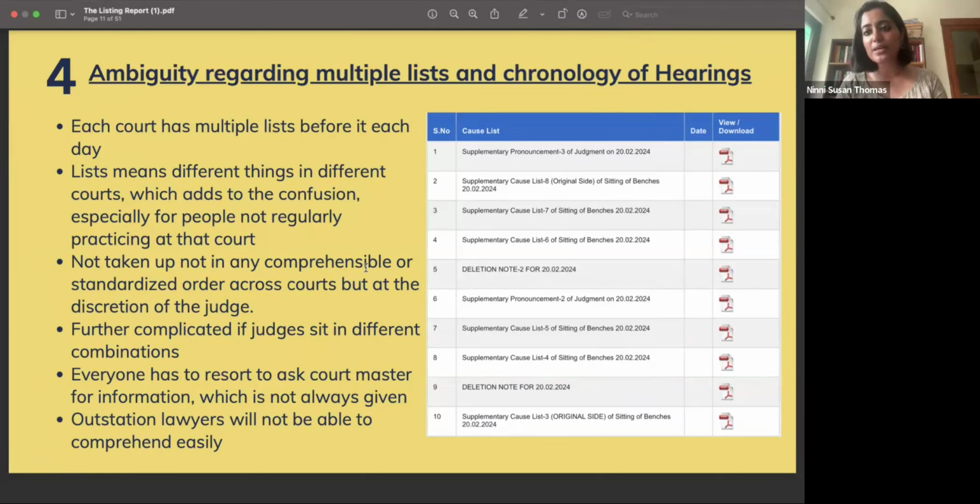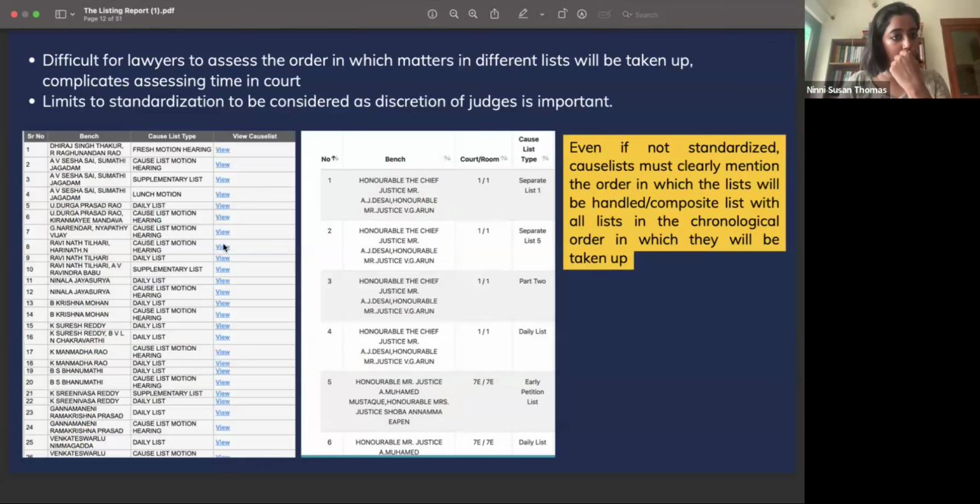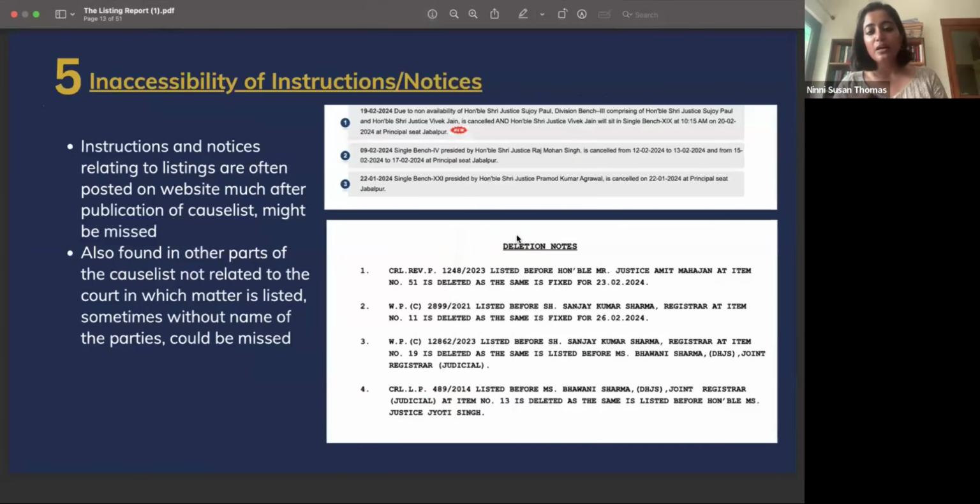You don't have to go to the court master and ask them what is the sequence for that day, which is absolutely not there in other high courts, where you are left with 7 lists and you have no idea in what order they're going to be taken up. You can see here that in this court there is a supplementary list, a lunch motion list, a daily list, and others. There's a separate list 1, separate list 5. And all of these are different kinds of lists, and you don't know the order for that day. So you don't know what case is going to be taken up in what order.